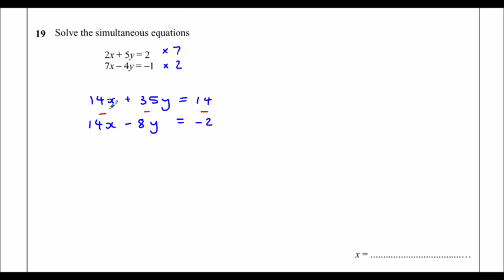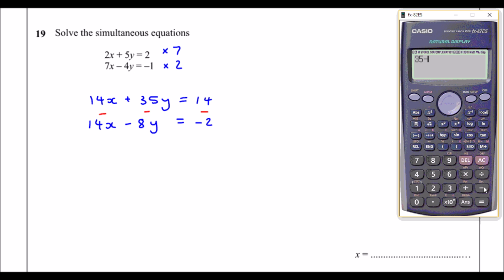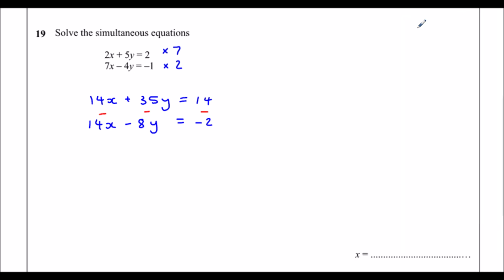So now we've made the x's the same. To get rid of them, I'm going to do 14x take away 14x, because that would be nothing. So 14 take away 14 is nothing. 35 take away minus 8. Now, if you're not sure, type it in the calculator. 35 take away negative 8. So 43. So 43y. And 14 take away negative 2 is 16.